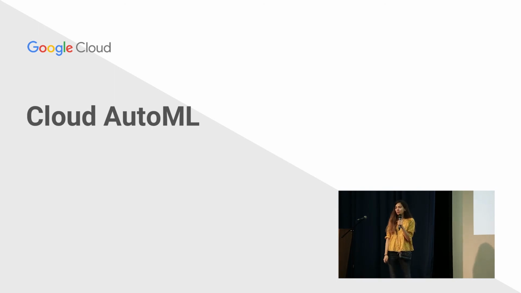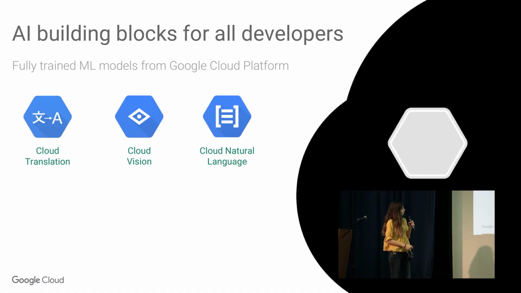Now, Cloud AutoML. Cloud AutoML is where many of you have asked this question: how can we benefit from the ML APIs, but at the same time get our own trained model? This is where Cloud AutoML comes into place. Cloud AutoML is currently supported on translation, vision, and natural language.